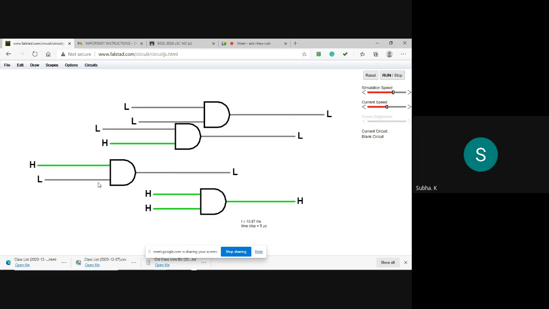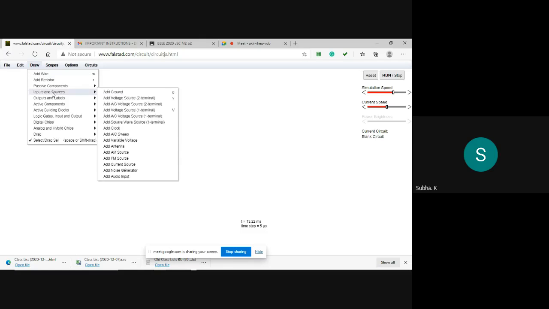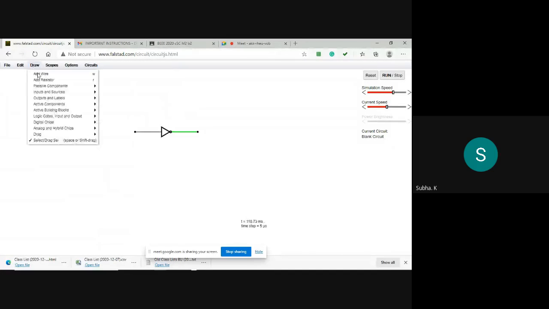Now OR and AND I have verified. Next gate that I will be verifying is the NOT gate. NOT gate is otherwise called an inverter. So I will pick an inverter that will be my NOT gate, for which how many inputs and how many outputs will be there? One input and one output. Same way I am picking input and output and I am placing and I will be connecting by wire.